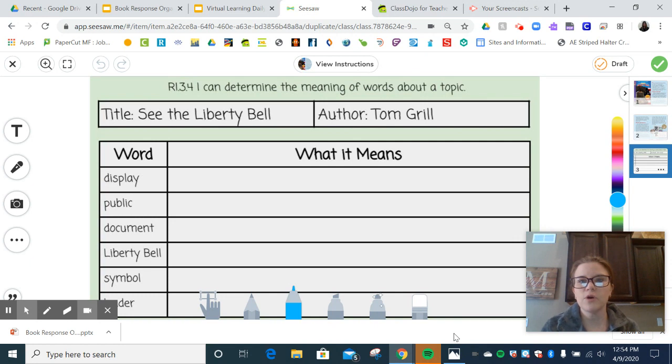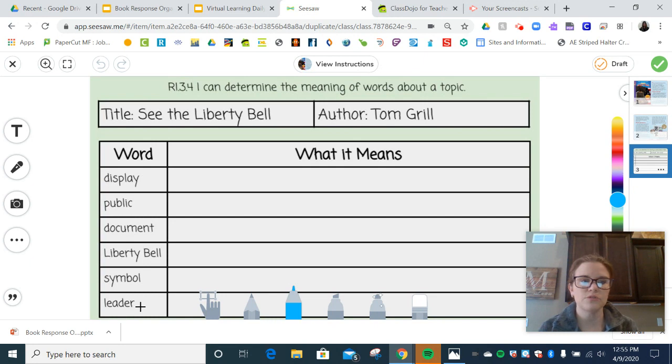So this is the graphic organizer we are going to use together today. And you'll notice there are some words. So I'm just going to read the words to you: display, public, document, Liberty Bell, symbol, and then this one down here is leader. So those are all words that we are going to see today while we're reading our article. When we see them, we have two jobs.